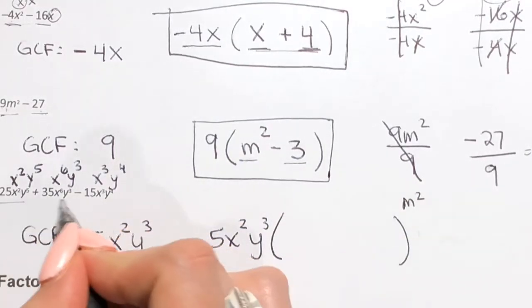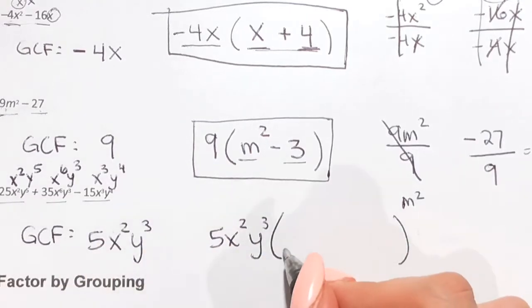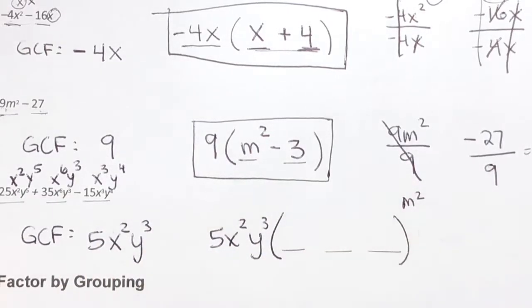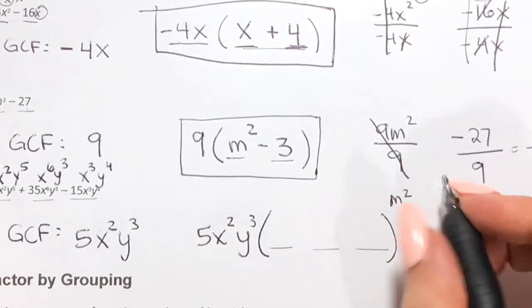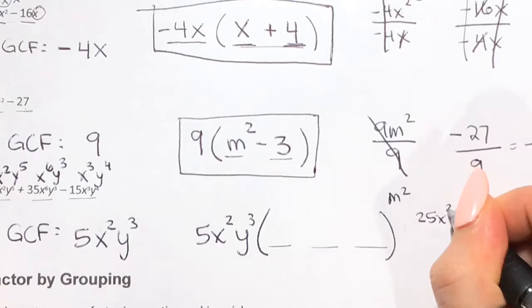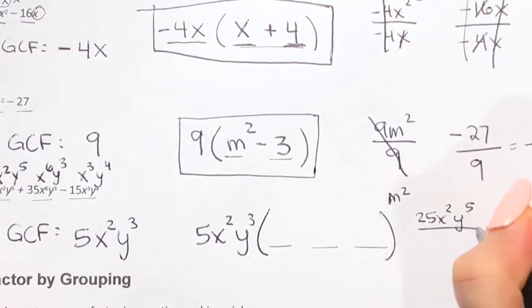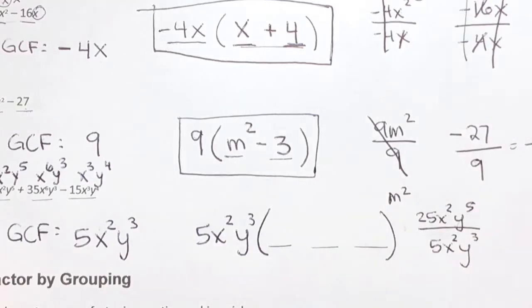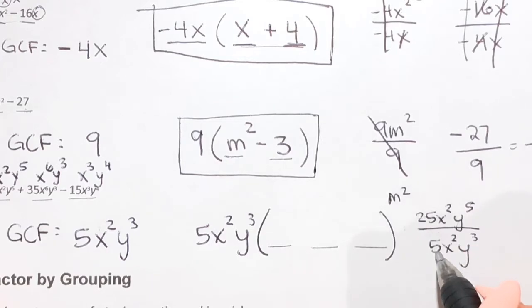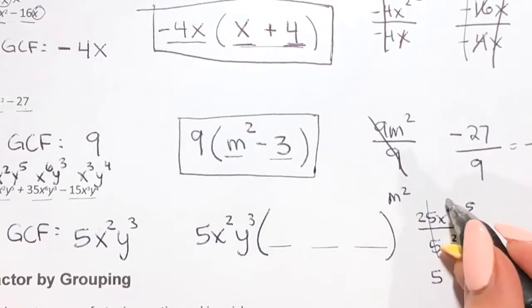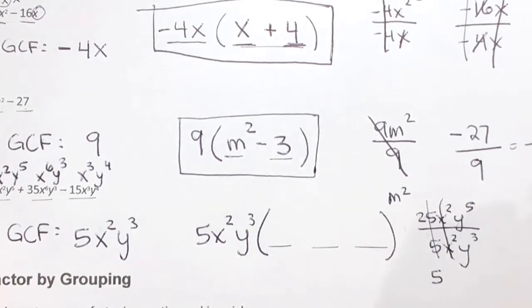And we had 1, 2, 3 terms to start. So we have 1, 2, 3 to finish it. So again, it's like dividing. If I take that first term, 25x squared, y to the 5th, and I divide it by 5x squared, y to the 3rd. Let's just do one part at a time. With our numbers, 25 divided by 5 is 5. X squared divided by x squared, since these match, they just totally cancel and there's no x's left.